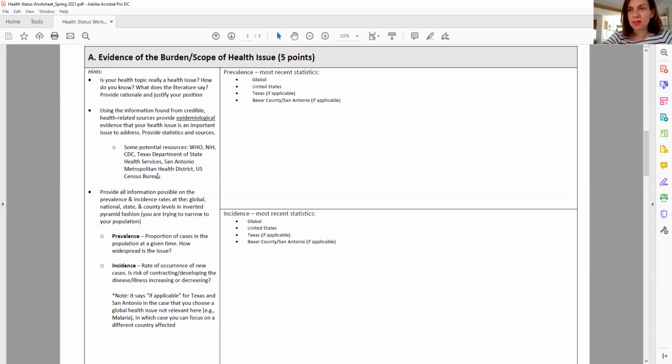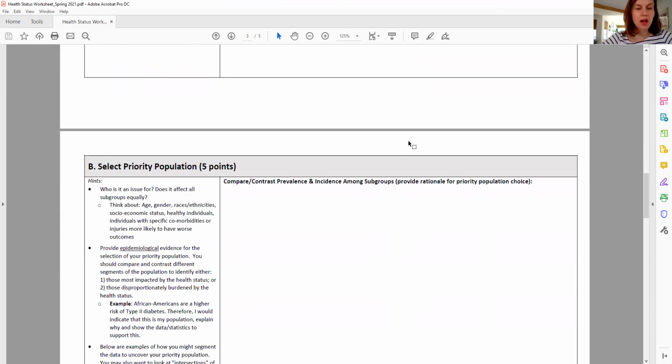So if you find a study that says lung cancer is the number two killer of Americans, and they're getting that information from the CDC, I want to see the CDC citation. I don't want to see the article that you found originally that's citing it. I want to see who actually collected that data. That's really important. That's a common mistake that I see made. Okay, so that's part A around the health issue, or the disease or outcome.